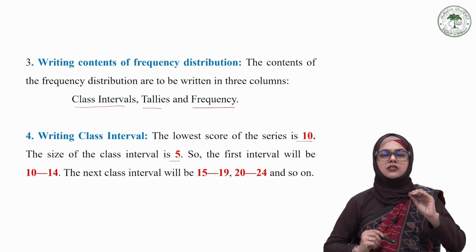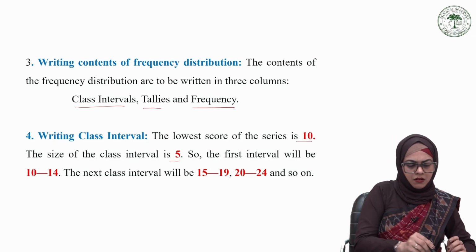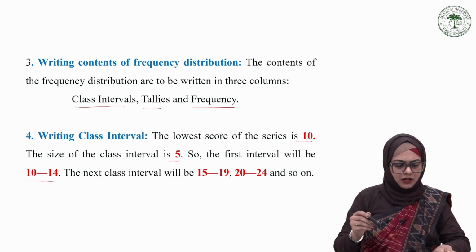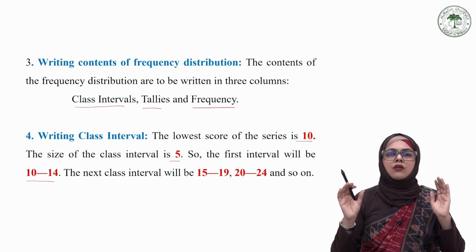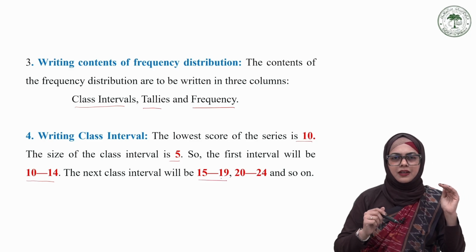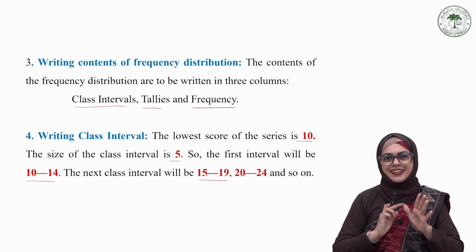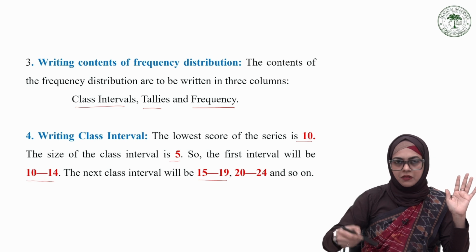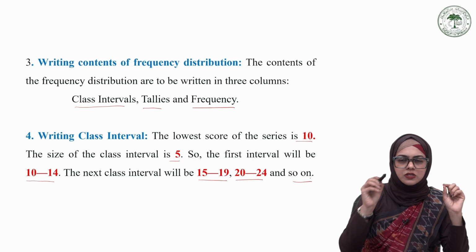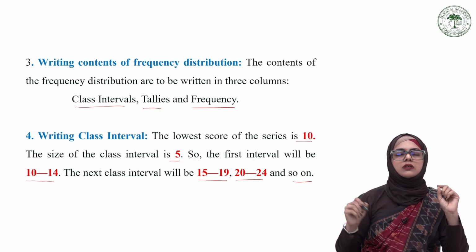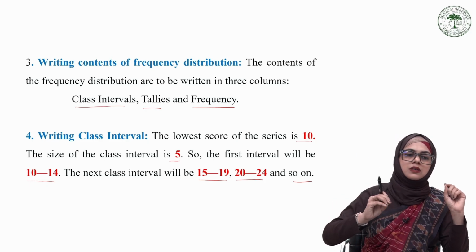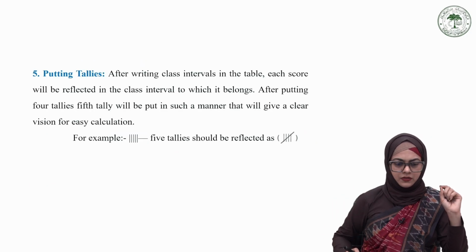So the first interval would be 10 to 14. That is, the class interval between 10 to 14 is 5. Your next would be 15 to 19, right? 15, 16, 17, 18, 19, that is 5. Similarly, after 19 it would be 20 to 24 and so on. When you know the lowest score and the class intervals, you start writing down the class intervals.